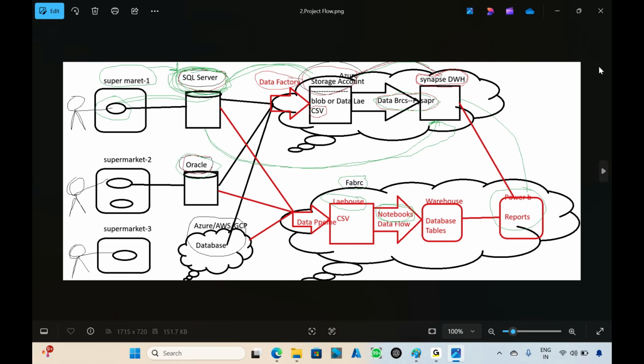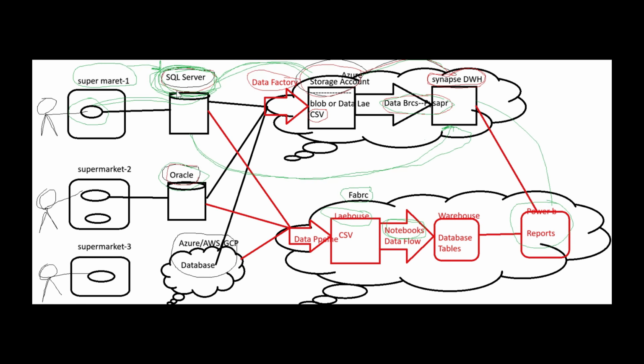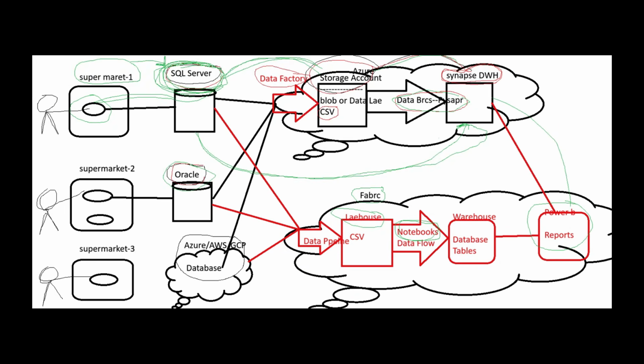Okay. Let's try to understand this one. So I have supermarket 1, supermarket 2, supermarket 3. These are the three supermarkets. From the first supermarket, when business is happening, immediately the transactions data will come and be stored in the backend database. What is our backend database? It can be a SQL Server.